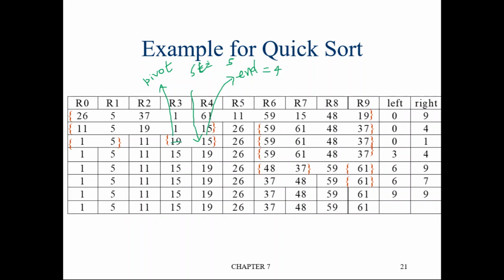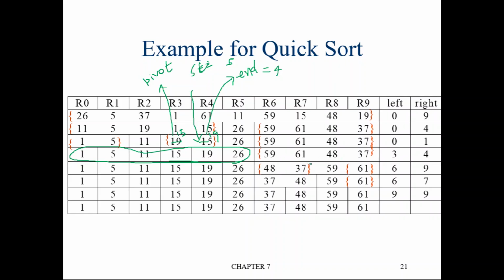So what will happen? 15 will come here and 19 will come here. As a result, we got this. Now this part is also swapped. So now this entire left side is swapped. Now the entire left side up to 26 got ordered. Similarly, we should do for the right side part also.